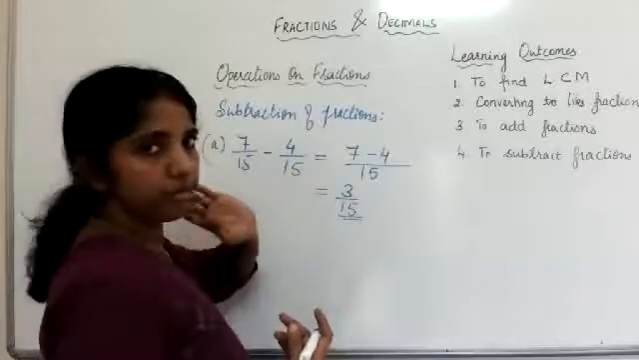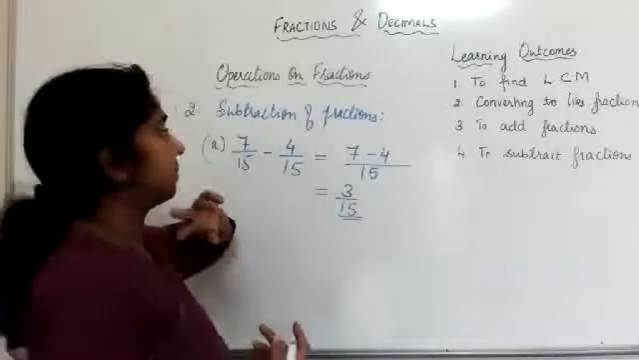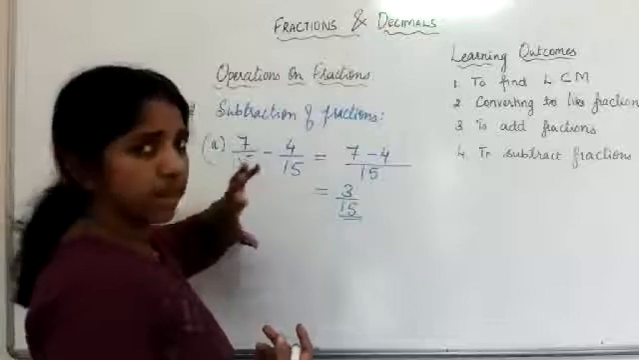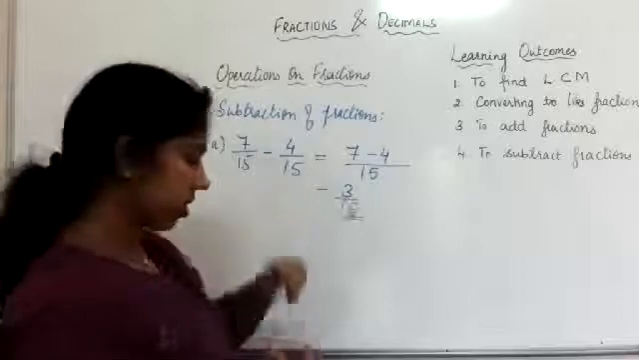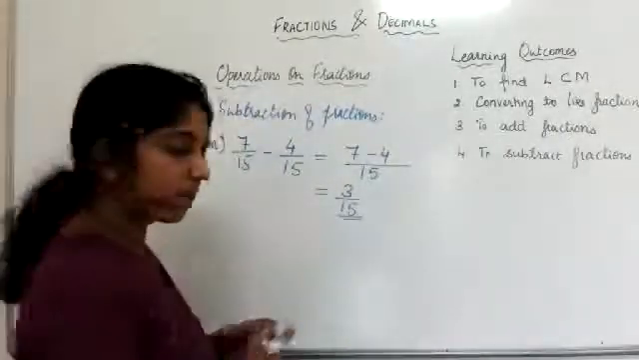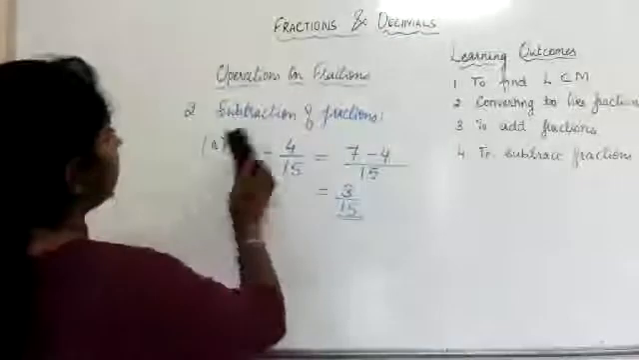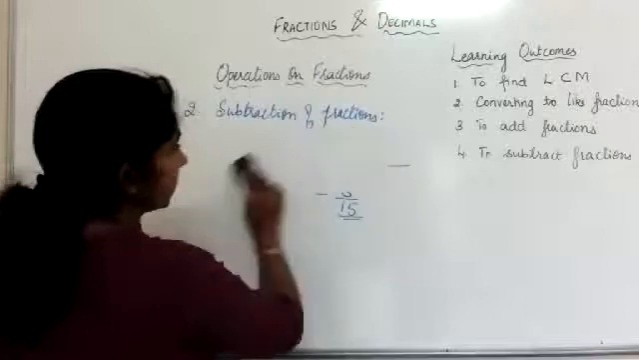Usually when you subtract two fractions, most of the time you get a proper fraction. So this is a proper fraction, not an improper fraction. A proper fraction you will get. Okay. Next. So this is about when you have two like fractions.